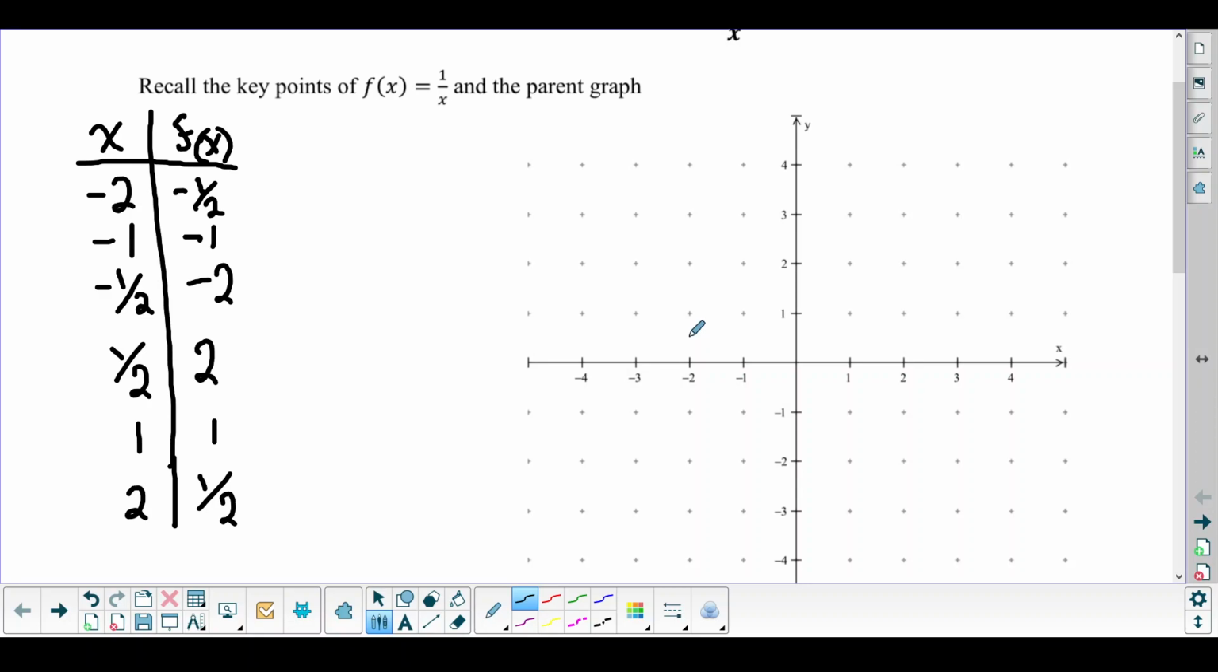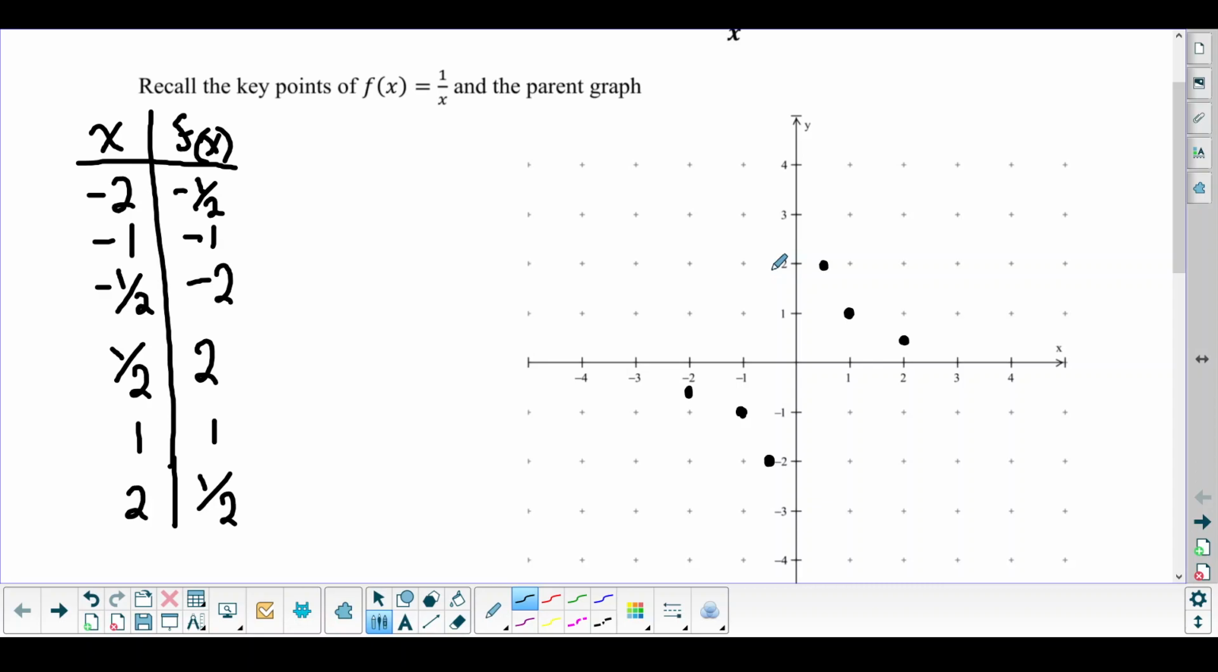So we do -2, -1/2, -1, -1, -1/2, -2. And then we go to our positives. We get 1/2, 2, 1, 1, 2, 1/2. And from here, it's not obvious what our graph is going to look like.